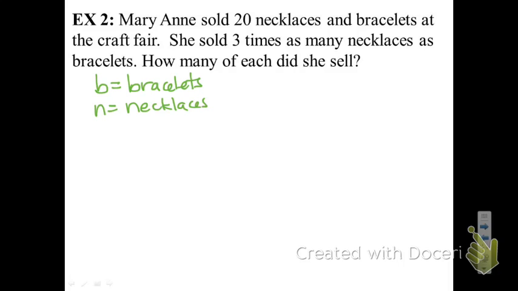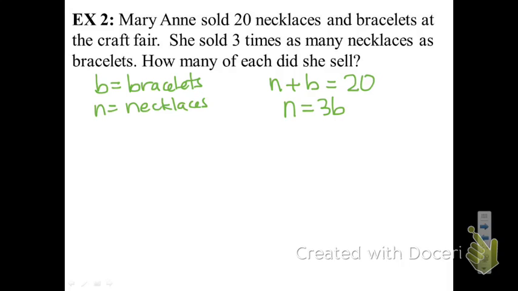And then you're going to go to the hardest part, which is to set up your two equations. So it says she sold 20 necklaces and bracelets. To write that, we'll say necklaces plus bracelets, and she sold a total of 20. The second equation will come from that second statement that says she sold 3 times as many necklaces as bracelets. So she sold more necklaces. So I'm going to go necklaces equals 3 times the bracelets.